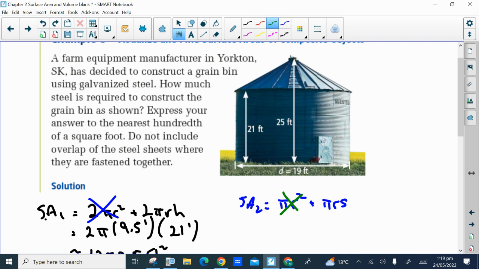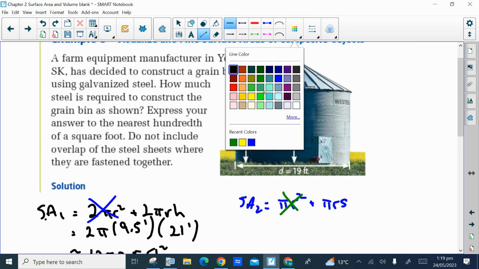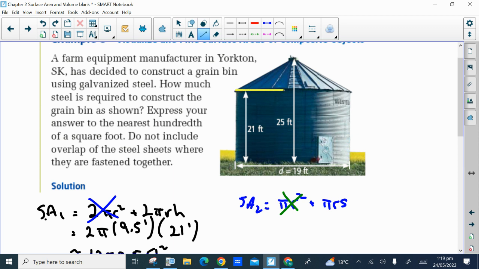Only the pi rs part, but in this case, we don't have S, the slant height. We need to figure out what S, the slant height, is. And we can do that because we've got a right triangle here. The slant height would be the hypotenuse of that right triangle. The base of the right triangle would be the radius of the grain bin, which is 9.5 feet.